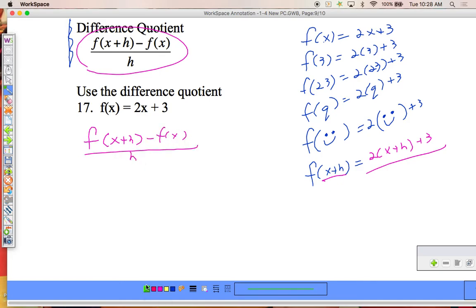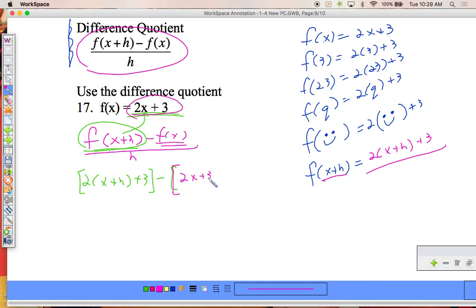All right, so I'm going to work on this first. This is my function. I want f of x plus h. So I'm going to take that x plus h and plug it into here. And I'm going to put brackets around it, not the same brackets as before, just to separate it. So f of x plus h is 2 times x plus h plus 3. Now, they want you to subtract f of x, which is just the original function. And then lastly, divided by h.